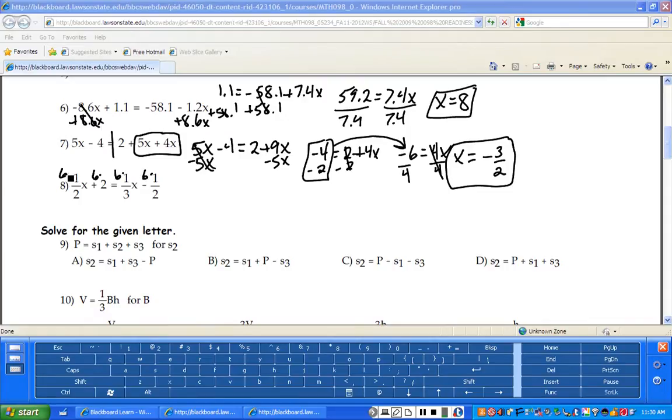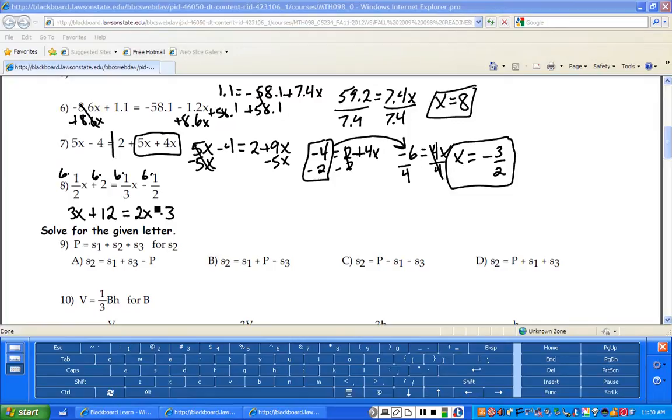Alright, so 6 times 1 is 6, divided by 2 is 3. So that's a 3x. 6 times 2 is 12, so plus 12 equals 6 times 1 is 6, divided by 3 is 2x, minus 6 times 1 is 6, divided by 2, which is 3. So now we've gotten rid of all of the fractions, and we're left with a problem that looks a little bit easier to deal with.